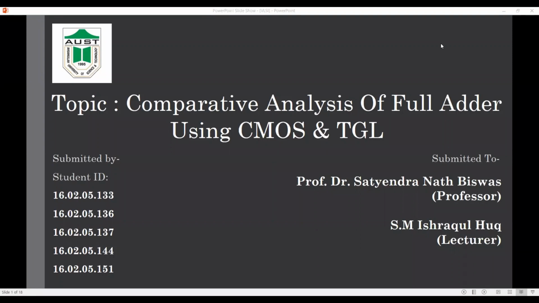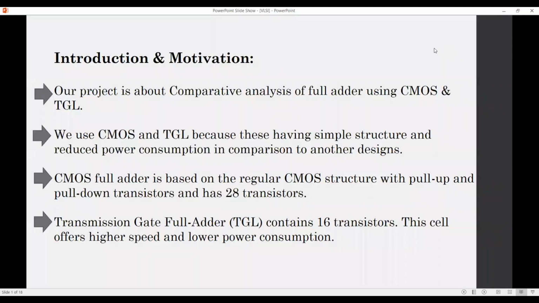I am here on behalf of my teammates, ID 160205-133, 160205-137, 160205-144, 160205-151 to present the topic Comparative Analysis of Full Adder using CMOS and TZL.